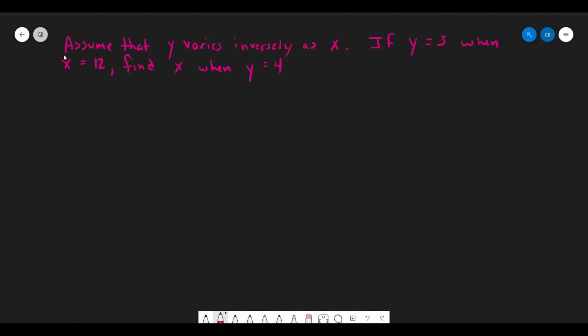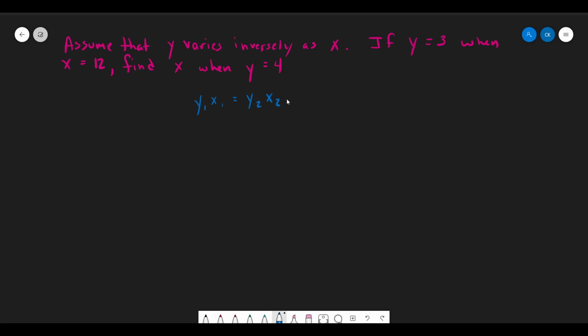So this is a little bit of a different problem here. It's not asking us to write an equation. It's asking us to find a variable. So if it's asking us to find a variable, it actually makes it a little bit easier for us, because we just know that our k's in both situations, for the y being 3 and the x is 12, and then the other situation where we don't know x and the y is 4, the k's have to be the same. So we actually get to use the equation y1 x1 equals y2 x2.